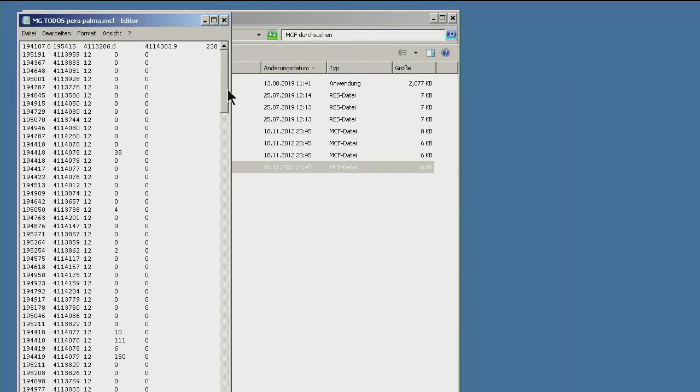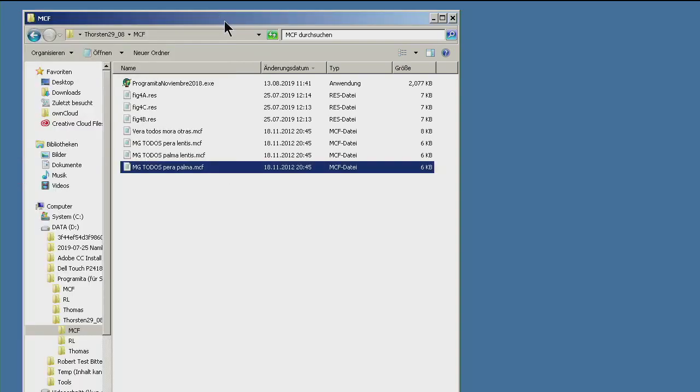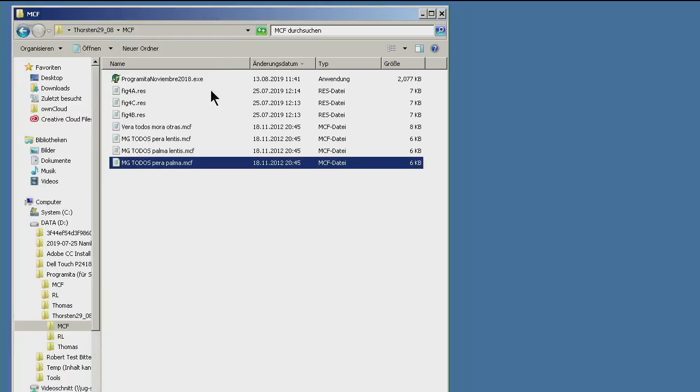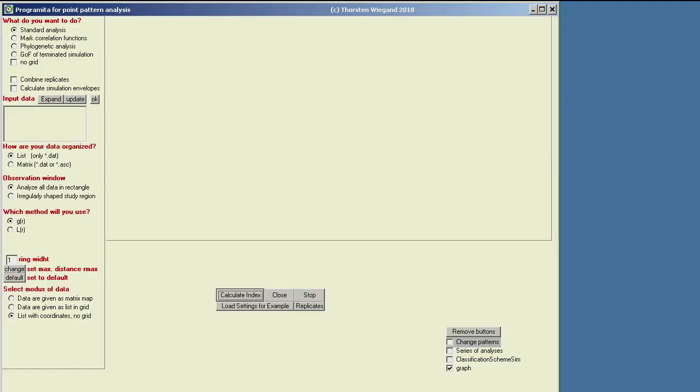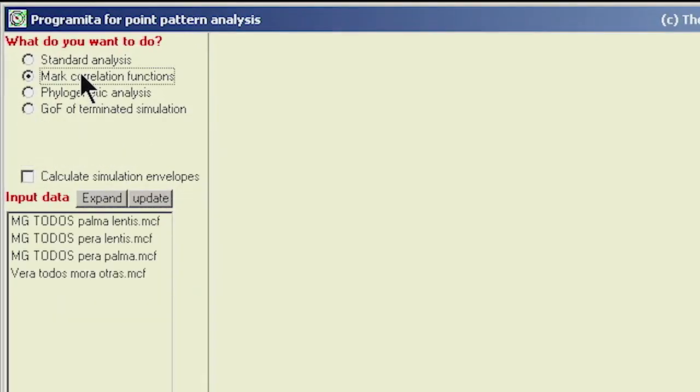But now the question is, is there any spatial relationship between the seeds of the two species inside the spatial pattern of the droppings? And to answer this question we use the mark correlation functions. And to do the analysis you click of course again on Programita, then you see Programita here. And now you have a mark correlation analysis, which means you have to go here to mark correlation functions.